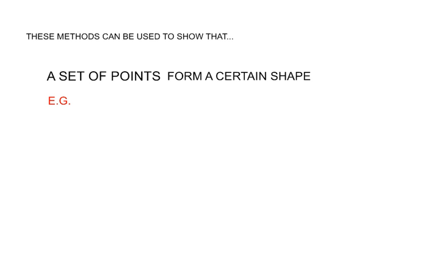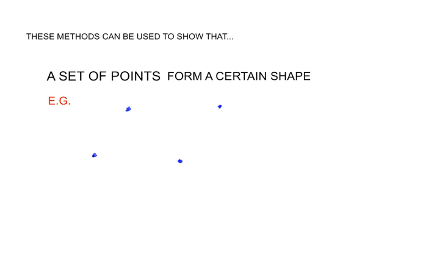Okay, these methods can be used to show that a set of points that we are given form a certain shape. So let's have a quick example. There's blue here, so we've got these 4 points given to us, and we have to be able to show that it maybe forms a parallelogram.